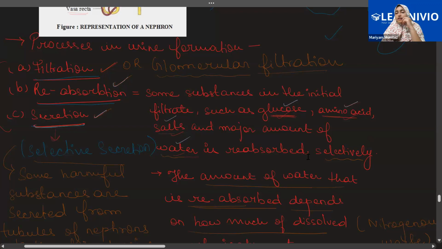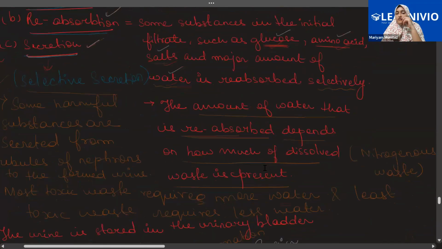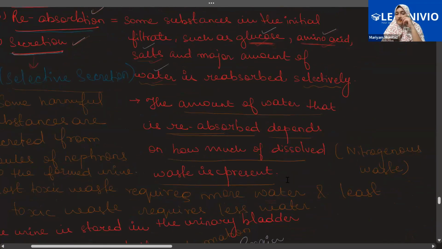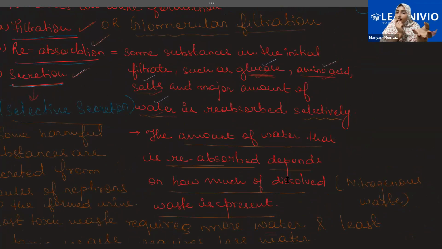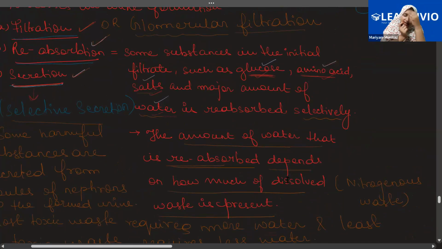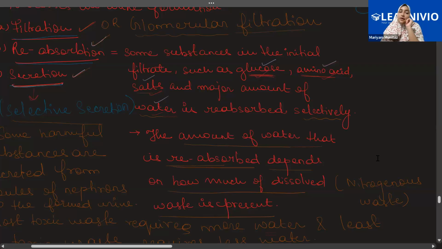And again, water is reabsorbed selectively. The amount of water that is reabsorbed depends on how much dissolved waste is present. For example, for the most toxic nitrogenous waste, ammonia, more water will be required to excrete it. For a less toxic waste, less water, and for the least toxic, uric acid, the least amount of water will be needed. So depending upon whether the waste is ammonia, urea, or uric acid, the amount of water to be reabsorbed would vary. Clear?